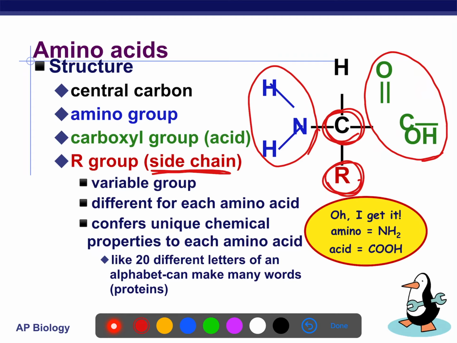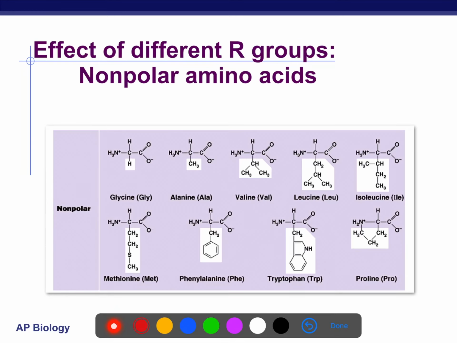And so this group is what changes, and this group is what gives us all the different amino acids that we have. We have 20 different amino acids. So each amino acid is going to be a little bit different based on its R group. So here are the different types of amino acids.